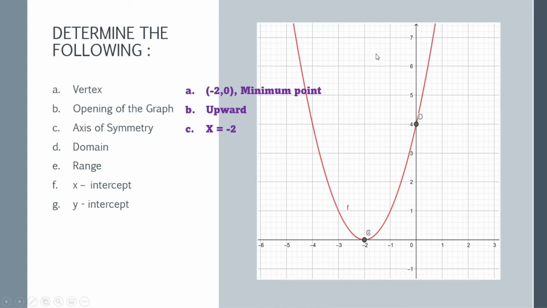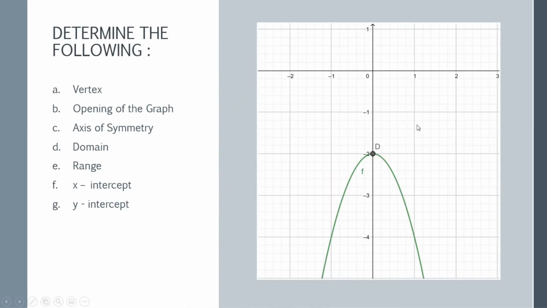Ito yun, pinakagitna. Domain, all real numbers yan, automatic. How about the range? So, going upward, so, start tayo dito. So, sa 0, so y such that y is greater than or equal to 0. Going up. X-intercept, ito lang ang point na tumama, negative 2 and 0. And the y-intercept, ito lang naman. So, coordinate nito 0 and 4. That's it.